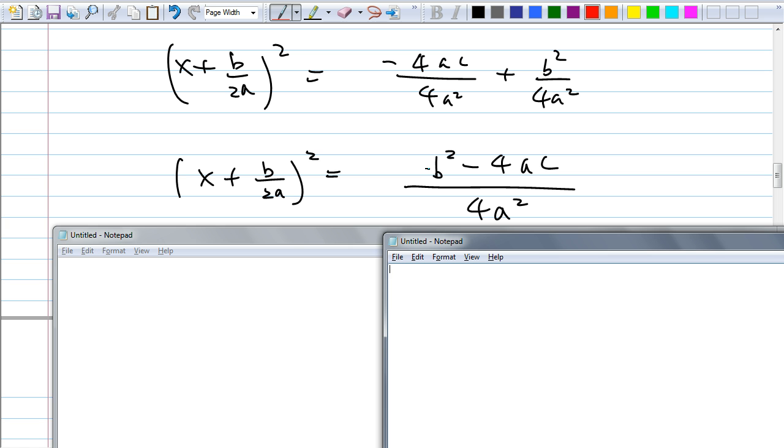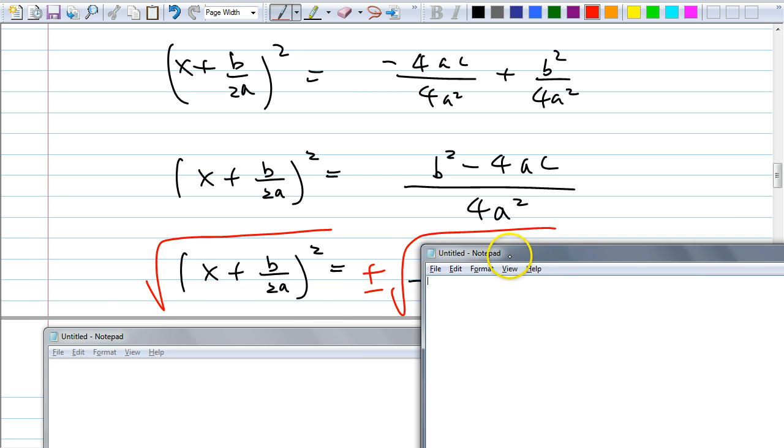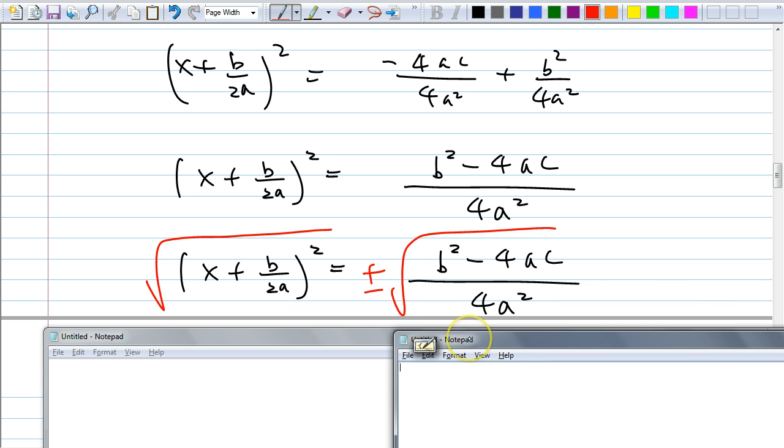Are we okay? Now all we have to do is what, guys? Square root both sides. Remember to put plus or minus, positive or negative, otherwise you lose one of your solutions. So we get this, right? What does the left side become then?